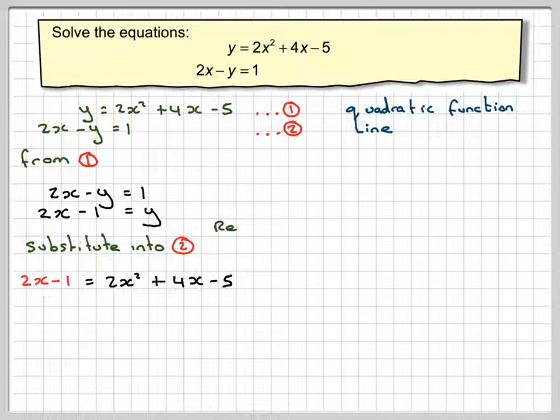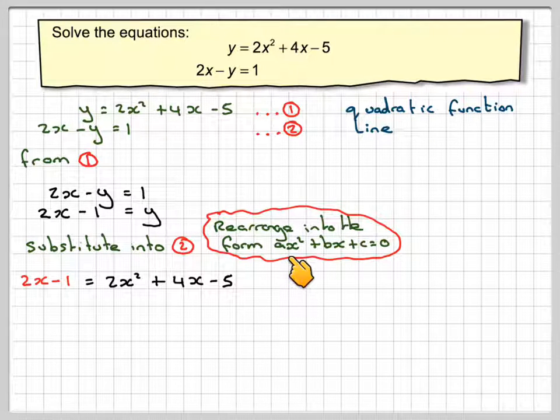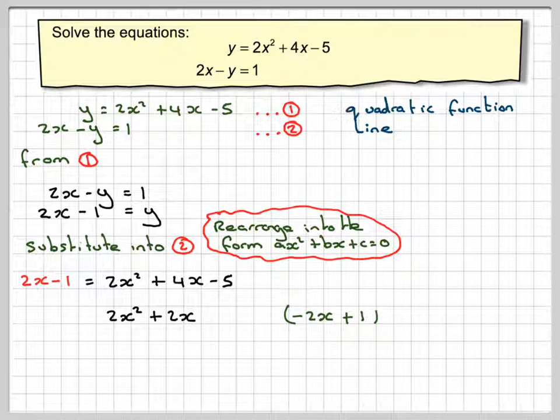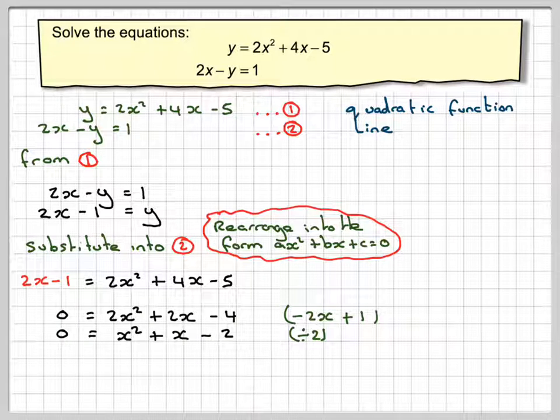So this is going to lead to a quadratic. We need to rearrange it so we can solve it, and to solve quadratics we need to be in the format ax squared plus bx plus c is equal to 0. So subtracting 2x and adding 1, we get x squared, 4x take away 2x gives me 2x, and minus 5 plus 1 gives me minus 4, is equal to 0. Because 2, 2 and 4 are all divisible by 2, we divide by 2, so we get x squared plus x minus 2 is equal to 0.